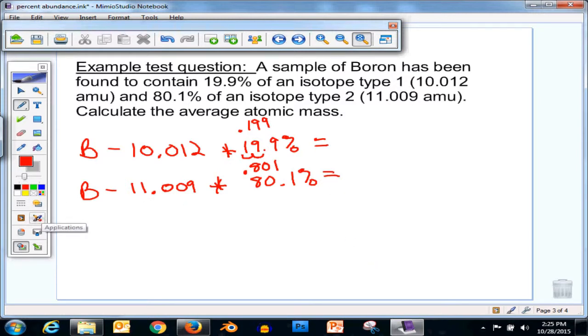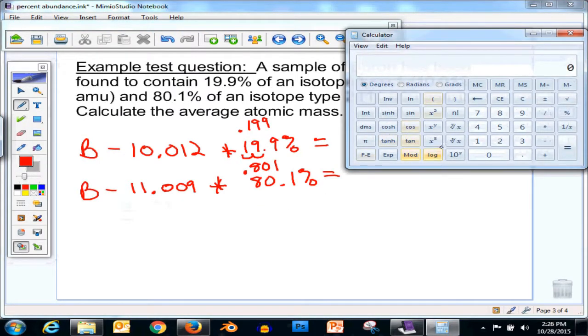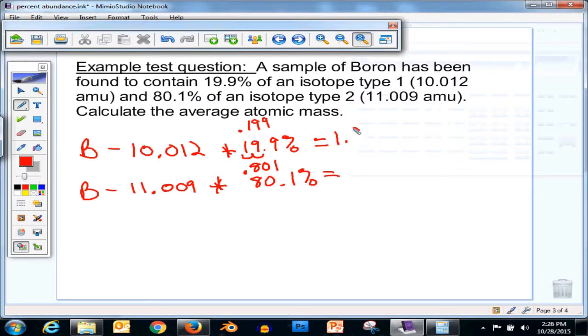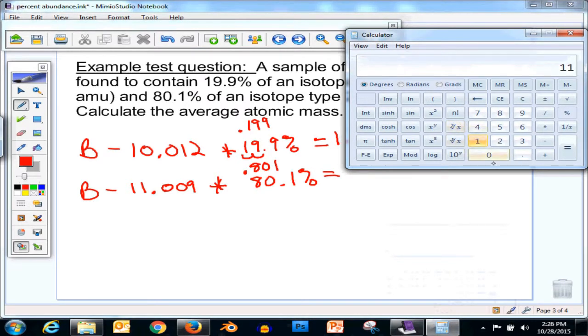Now let's look at our calculator. Let's plug this in the calculator. 10.012 times 0.199 equals 1.992. So let's write that, 1.992. Okay, let's do the next one. We have 11.009 times 0.8, oh, messing up here.